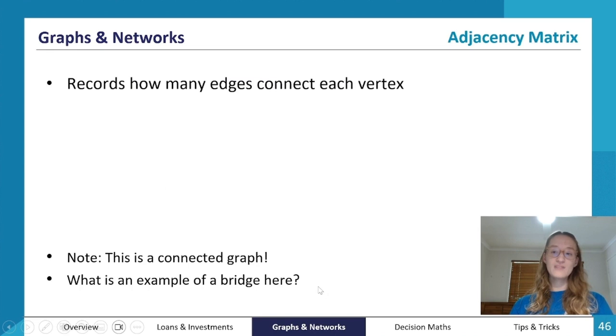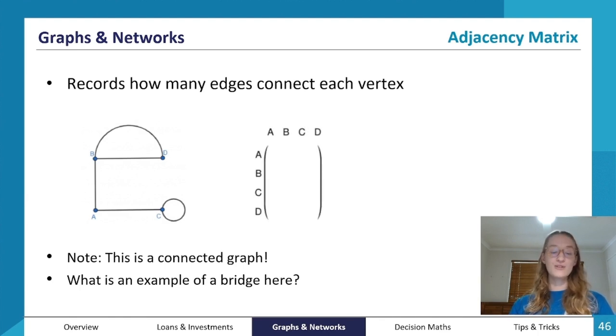As well. So let's have a talk about the adjacency matrix. What is an adjacency matrix? An adjacency matrix would look something like this, except it would be filled in with numbers. It is like a matrix, which you would have covered in year 11, that records how many edges connect each vertex. And note also that this is a connected graph because everything here is connected. We don't have any isolated vertices.